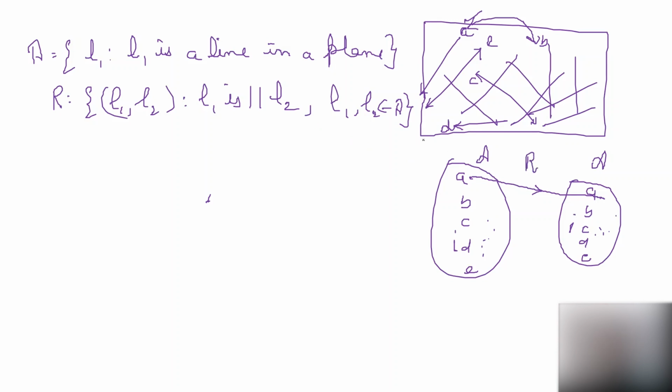Now, second: is A parallel to C? No, it's not parallel to C. Is A parallel to D? No, it's not parallel to D. Is it parallel to E? Yes, it seems to be parallel to E. So it will go to E.